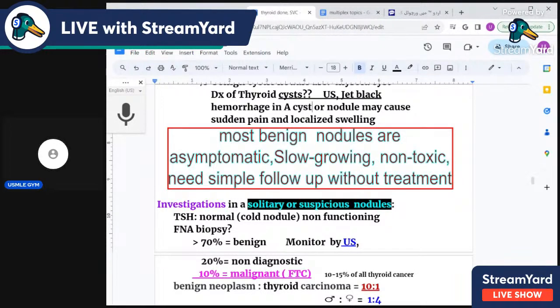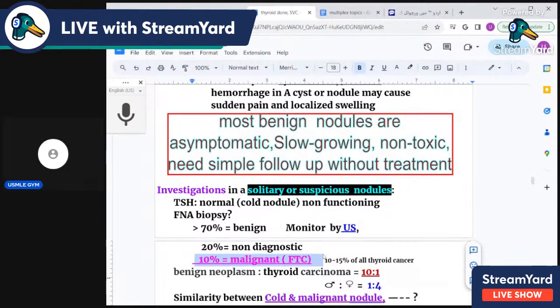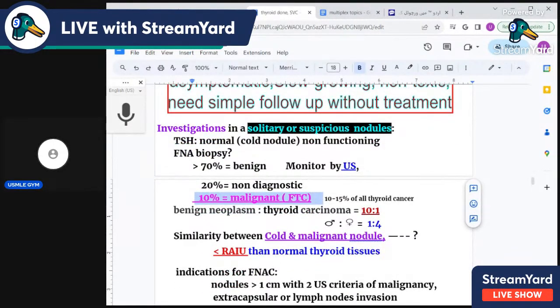Investigation in a solitary or suspicious cold nodule is that TSH is normal, and FNA, fine needle aspiration biopsy, shows more than 70% are benign, and they are monitored by ultrasound. 20% are non-diagnostic, and 10% are malignant. As I already explained, follicular thyroid carcinoma occurs in 10 to 15% of thyroid cancers.